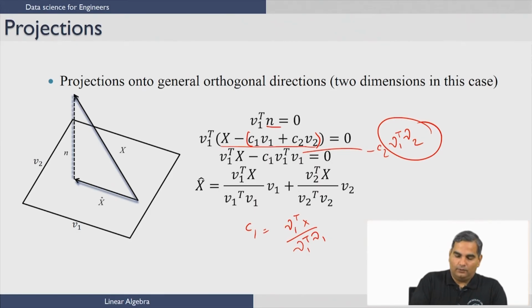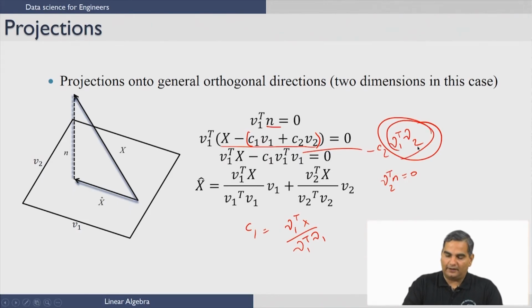Now, you could use the same idea and do the calculations for nu 2 transpose n equal to 0, and when you do this, again you use this fact that nu 2 transpose nu 1, or nu 1 transpose nu 2, equals 0, because these are orthogonal directions, and then you will end up with this equation for c 2, which will be nu 2 transpose x divided by nu 2 transpose nu 2.